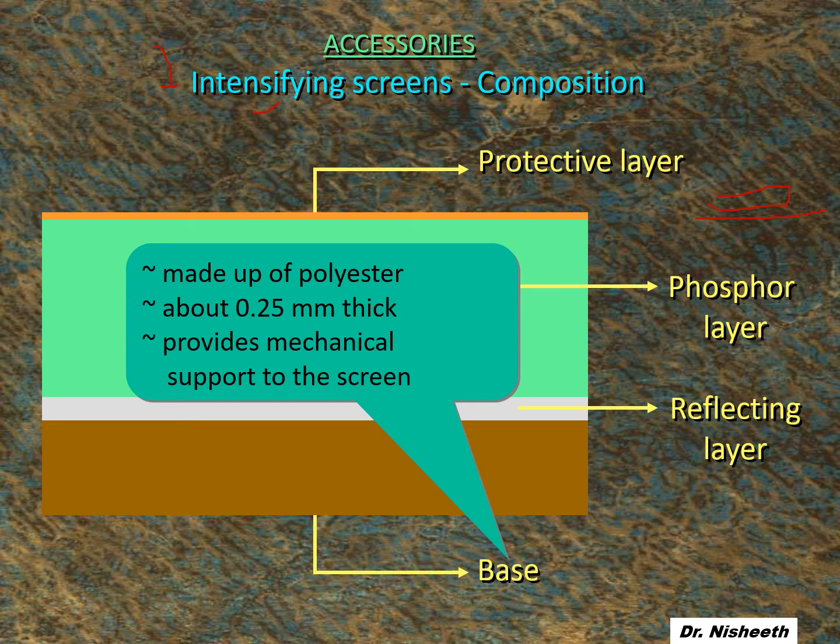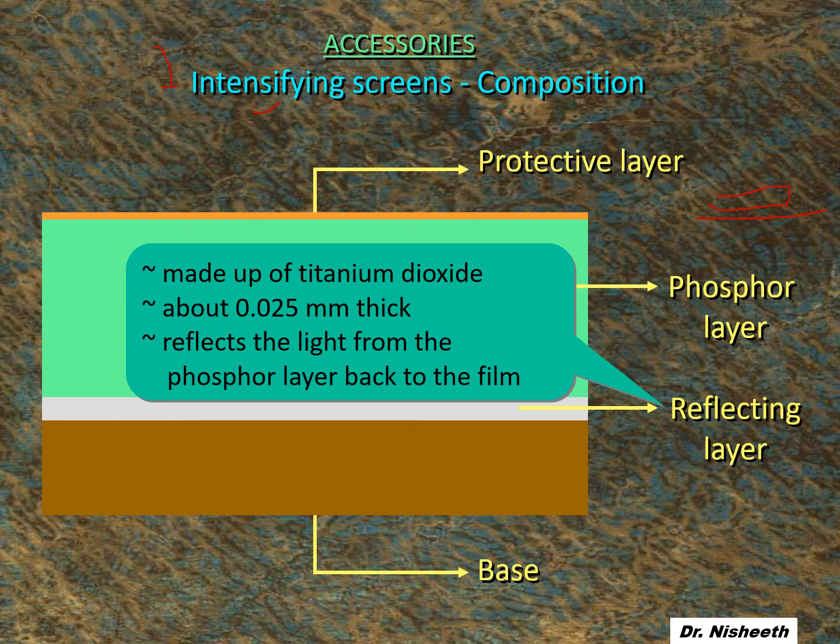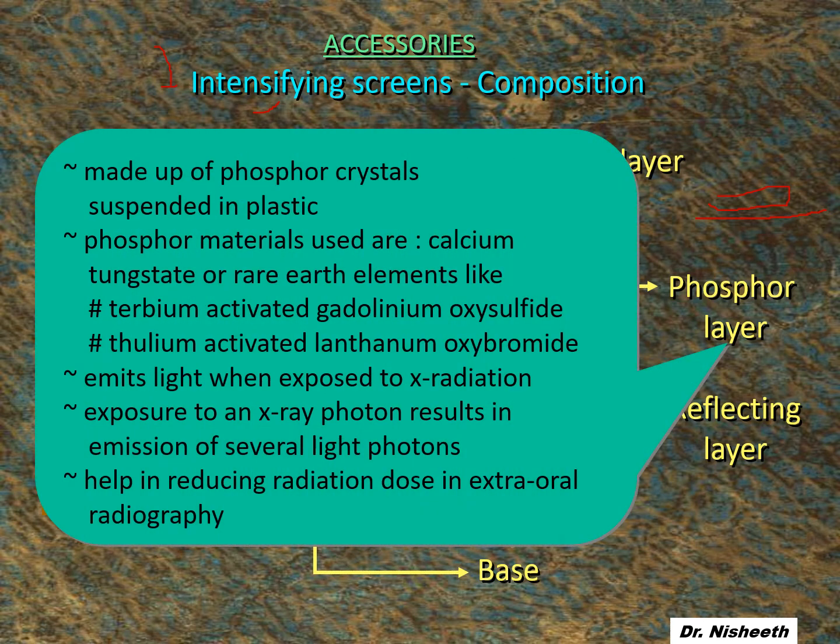The base is made up of polyester, about 0.2 millimeter to 5 millimeter in thickness. It provides mechanical support to the screen. Then we have a reflecting layer, which is made up of titanium dioxide, 0.025 millimeter thickness. It reflects the light from the phosphor layer back to the film. Then we have a phosphor layer made up of phosphor crystals suspended in plastic. Phosphor materials used are calcium tungstate or rare earth elements like terbium activated gadolinium oxysulfide or thulium activated lanthanum oxybromide.